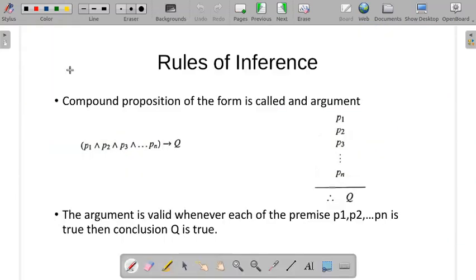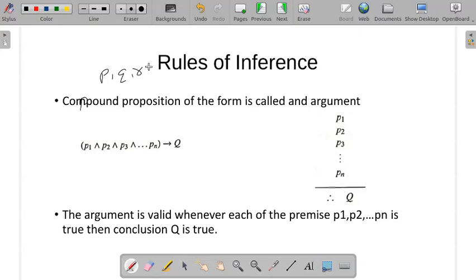So, rules of inference. If we revisit what a proposition is: a proposition is a statement to which we can always assign truth values, a logical 0 or logical 1, true or false. So that will be a proposition. We represent it as P, Q, R, etc. Independently, P, Q, R are simple propositions, and when we combine them with logical operators like and, or, they become compound propositions.